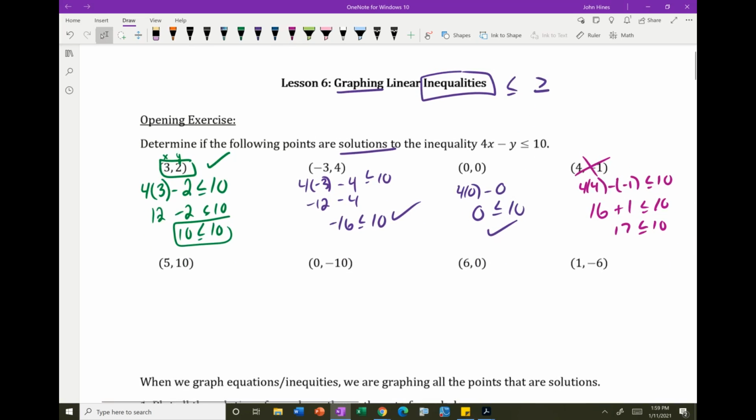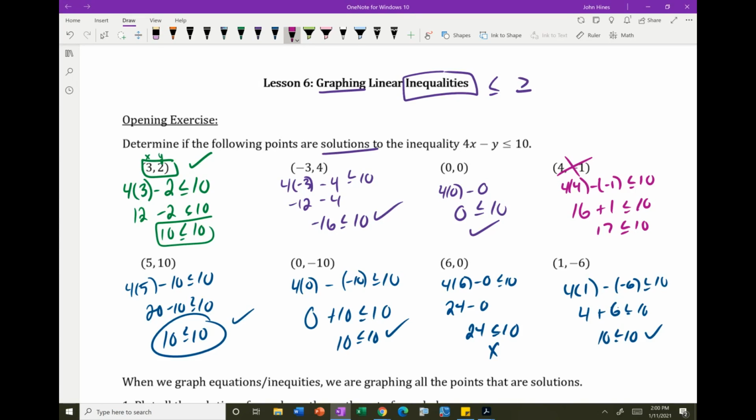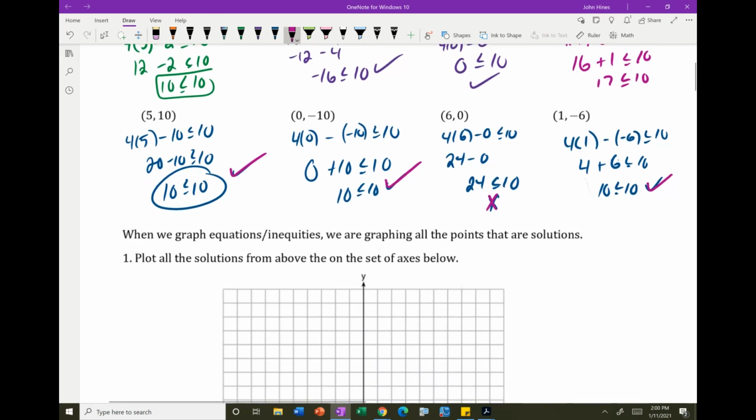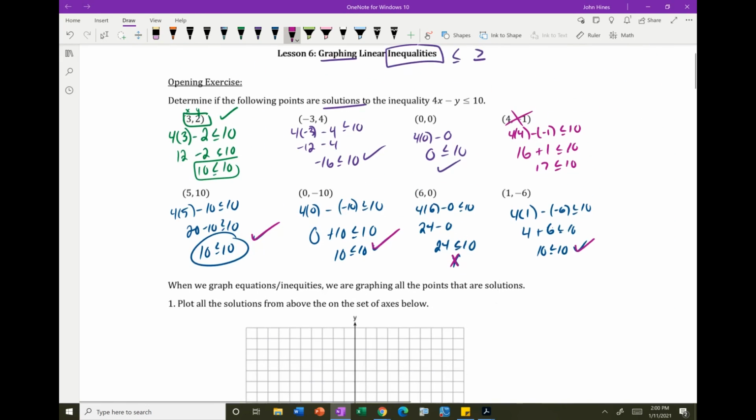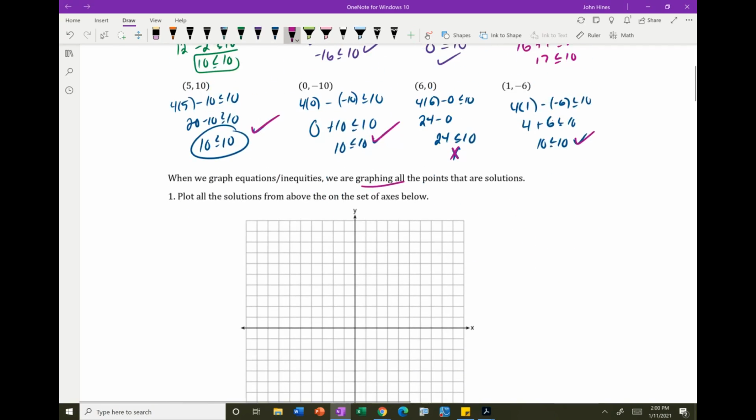All right, another row. Let's pause the video here and see if you can do these on your own. So check your work with my bottom row there, pause the video, and see if your solutions match up. So I got yes, yes, no, and yes. So what we do is we're going to be graphing all of these points. So all of these points that are solutions lie on the graph. To be part of the graph, you have to be a solution.